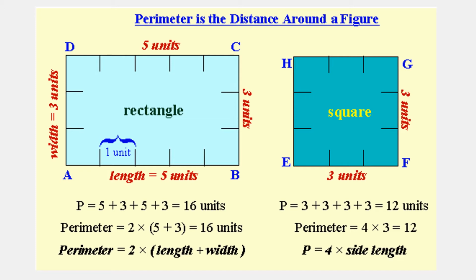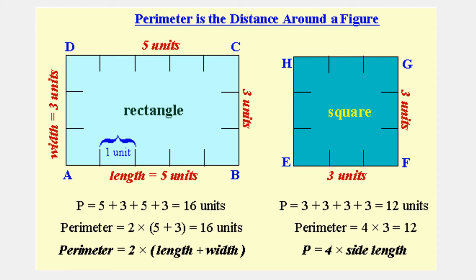Now perimeter is equal to 2 times 5 and 2 times 3. So 2 times 5 plus 3, that is also 16 units, because 5 plus 3 is how much? 8. So 2 into 8 is 16. Now by this you can see the perimeter of rectangle is equal to 2 into length plus width. This is the formula of perimeter of rectangle.